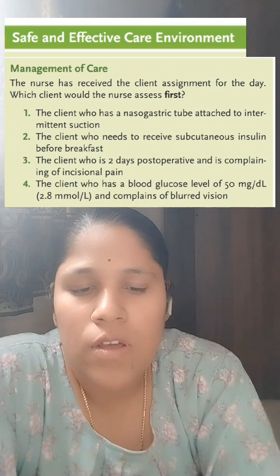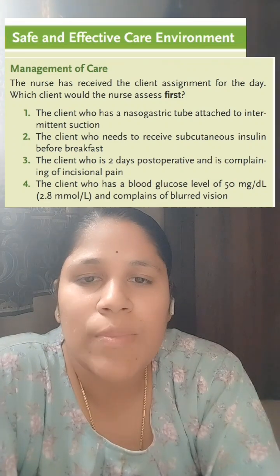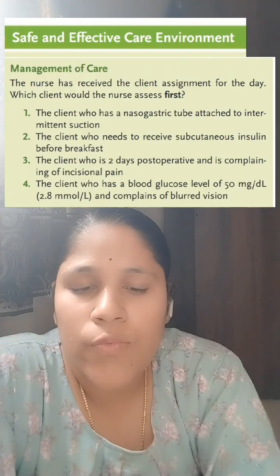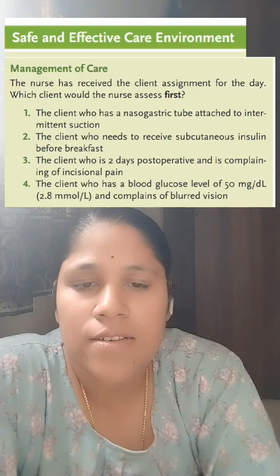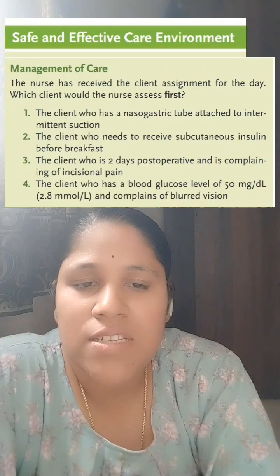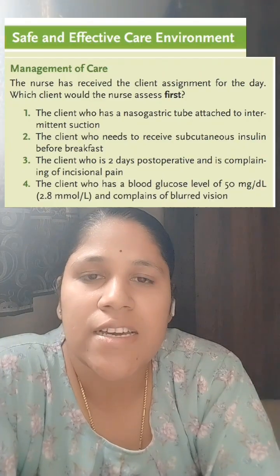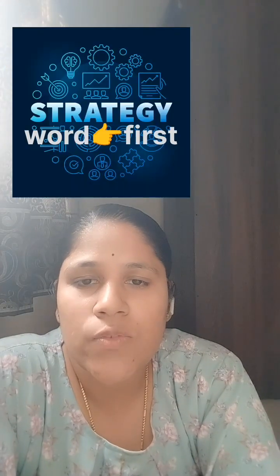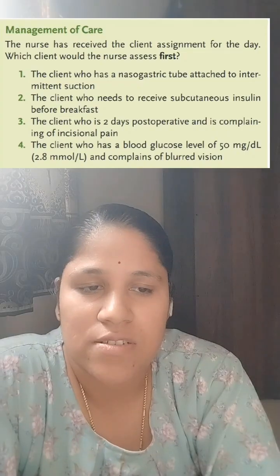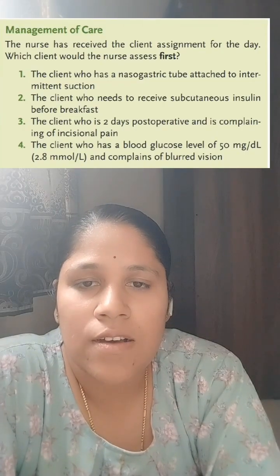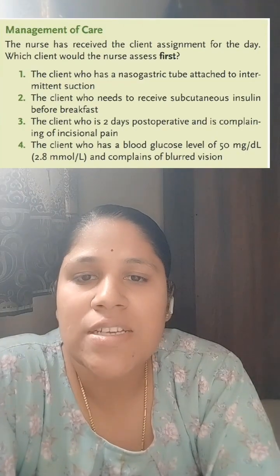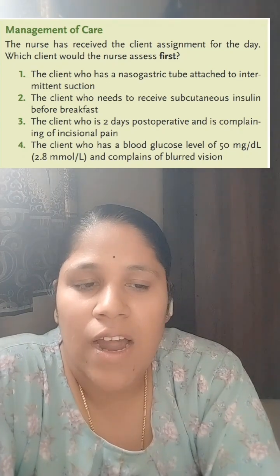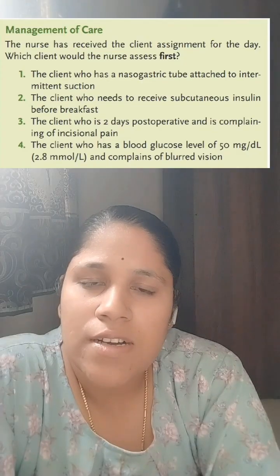And option 4, the client who has a blood glucose level of 50 milligram per deciliter and complains of blurred vision. So with these options, we need to identify the question type. That is, the question is management of care under the category of safe and effective care environment. The strategic word we should select from the question is "first". With this strategic word, we need to establish the priority by comparing the needs of each client, and we can arrive at the correct answer.